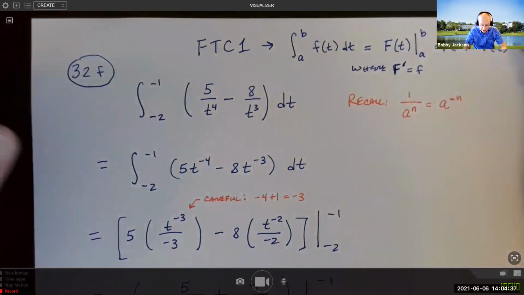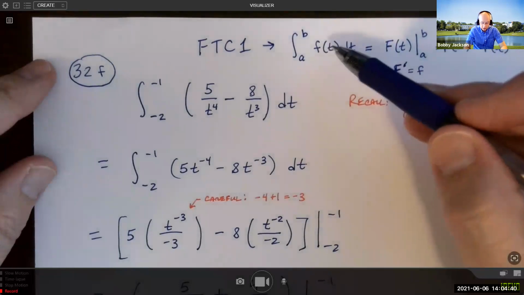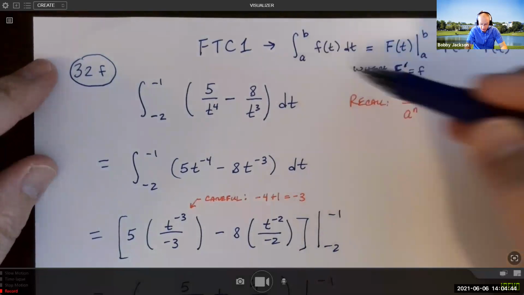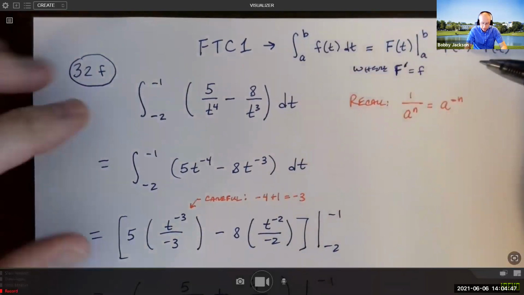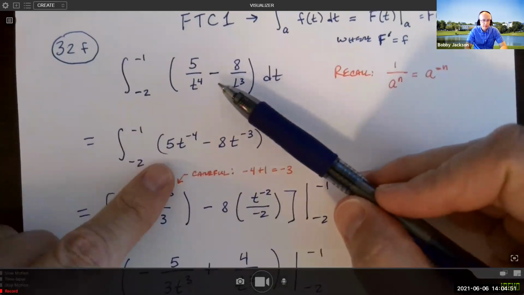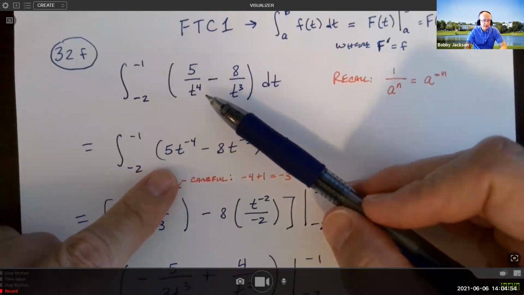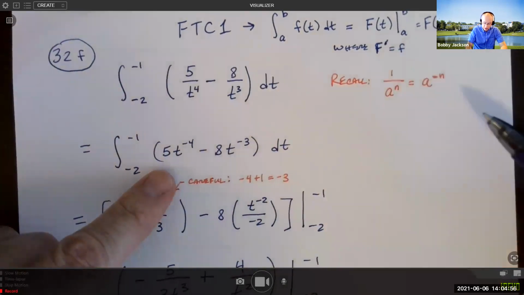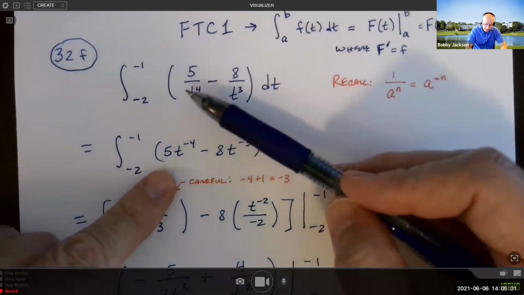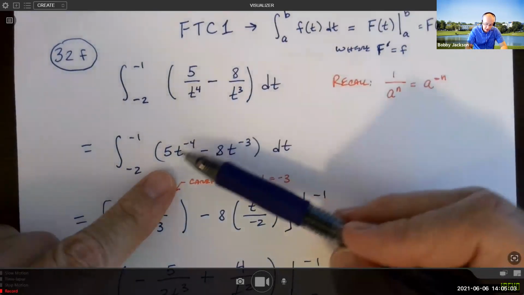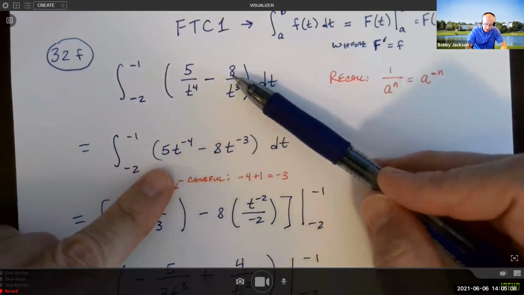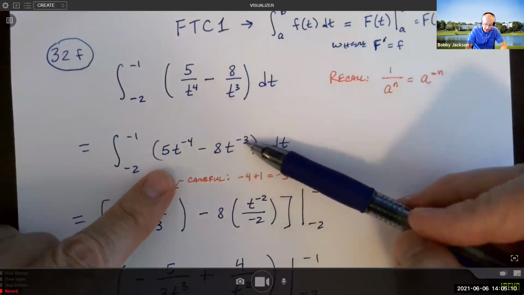That's the amazing thing, that we're able to evaluate this definite integral by simply evaluating the antiderivative at these endpoints and subtracting in that order. So that's what we're going to do here. My first step on this one, to be able to easily find the antiderivative, is to rewrite using this fact that we know about negative exponents. In other words, 5 divided by t to the fourth is 5 times what? 1 over t to the fourth, or t to the negative 4. And then minus what? 8 times what? T to the negative 3.